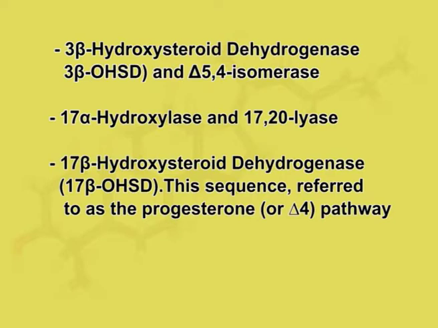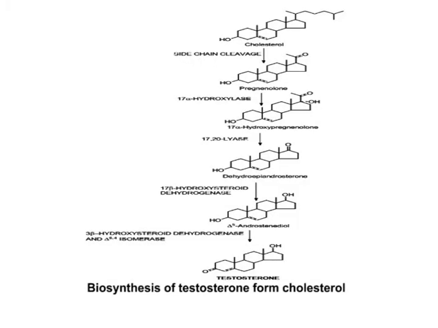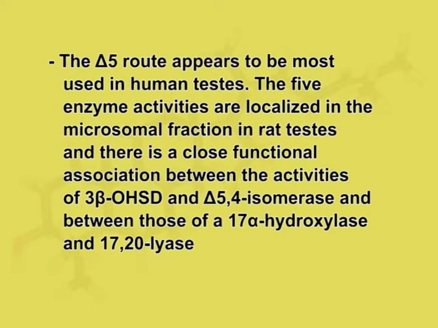This sequence, referred to as the progesterone or delta 4 pathway, is shown in figure number 4. Pregnenolone can also be converted to testosterone by the dehydroepiandrosterone or delta 5 pathway, which is illustrated in figure number 4. The delta 5 route appears to be most used in human testes.